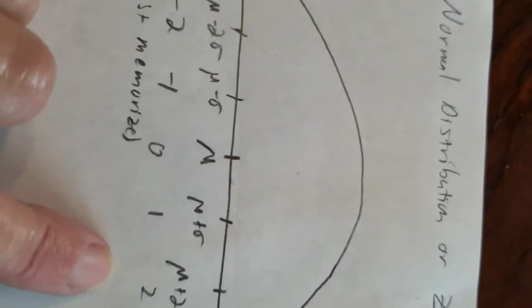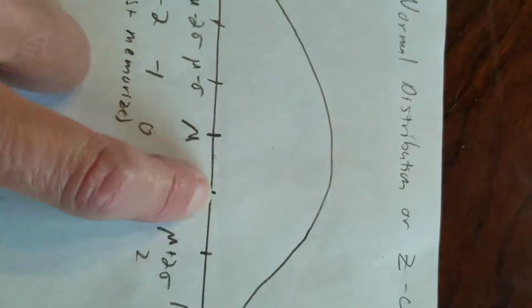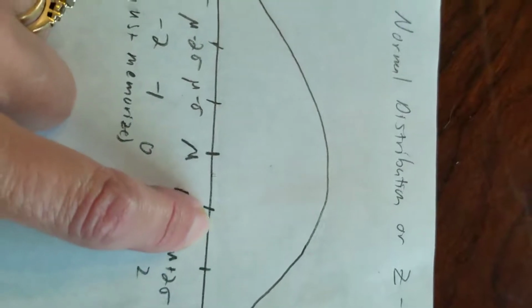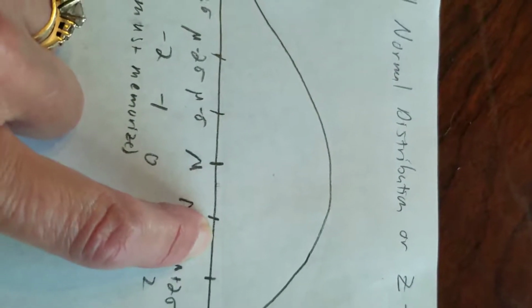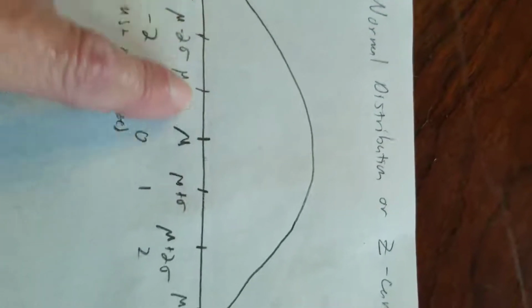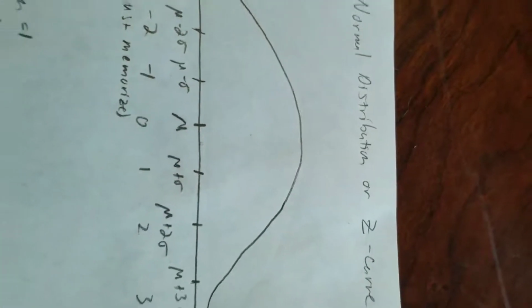Let's look at the top. There is 1 on the Z-axis. There is 2. 1.24 would be about right here. We're just estimating it, but just kind of showing you what that really means. Z is just a value on this axis. We're used to dealing with the x-axis, now we're dealing with the z-axis.